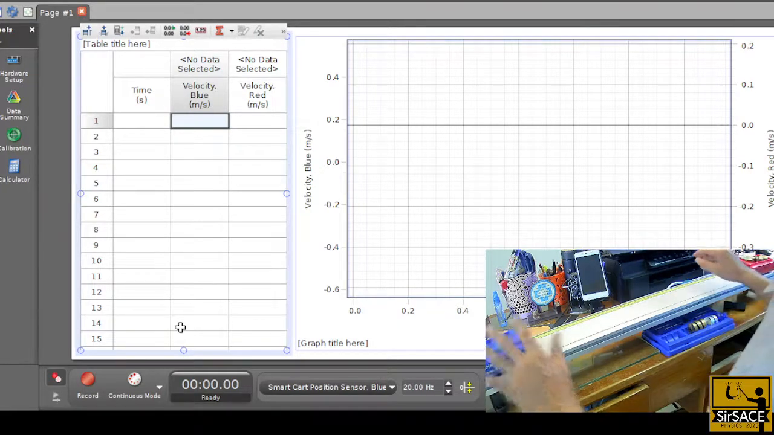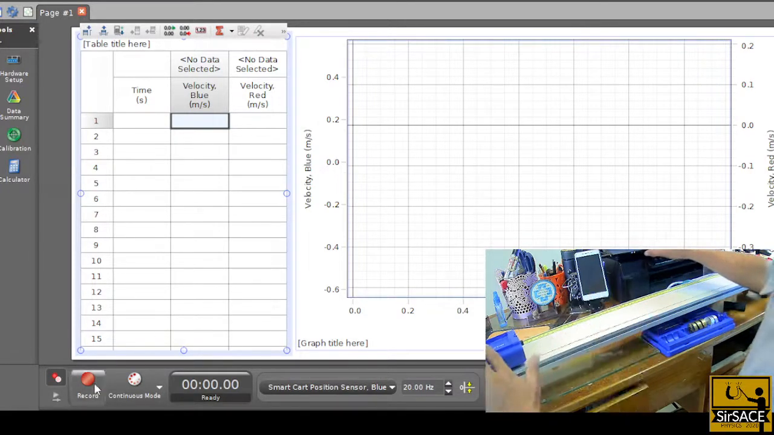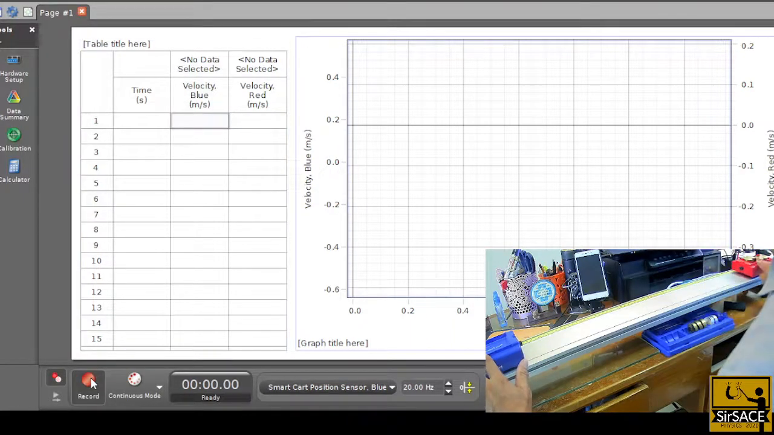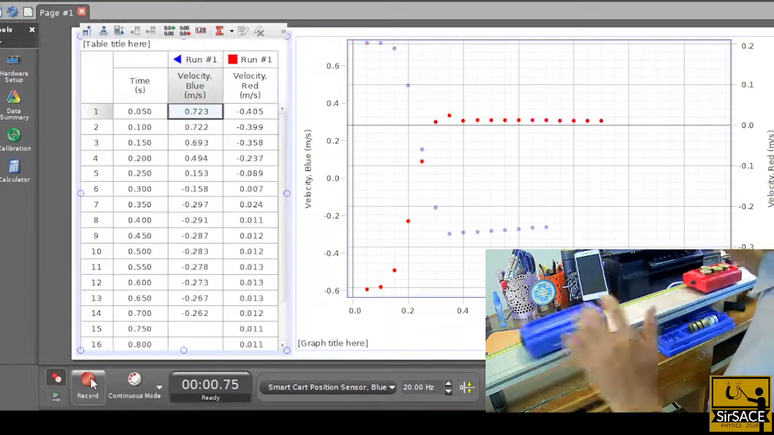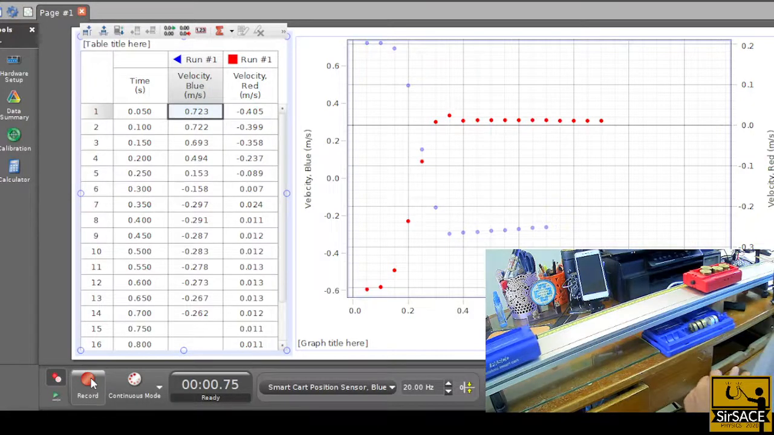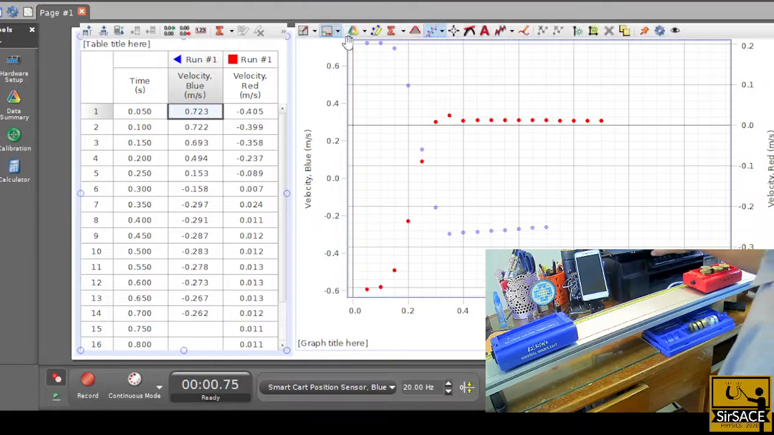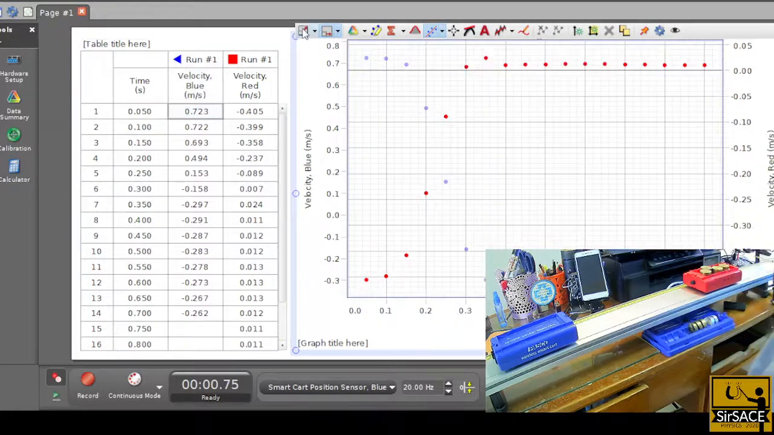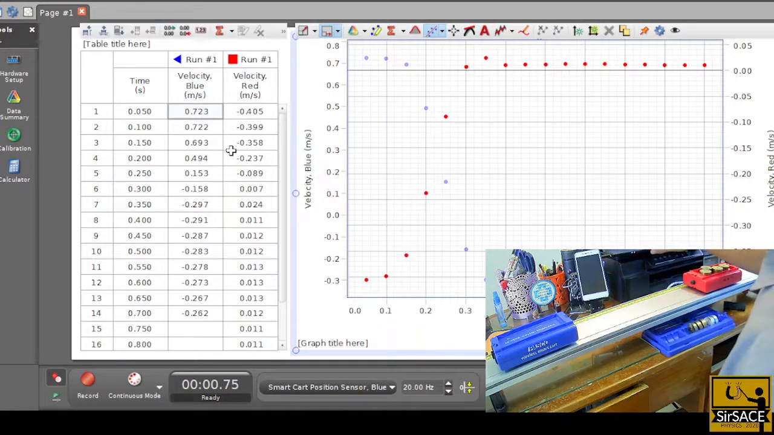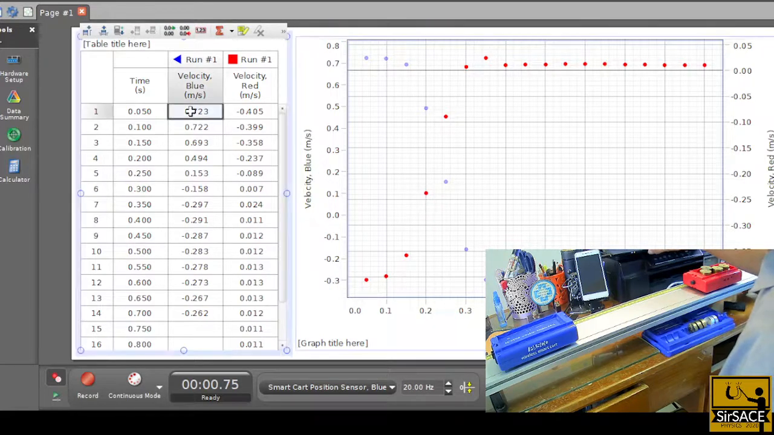Trial number 5. Okay, so let's start recording. Click the record, then allow them to collide, then that's it. Okay, so look at the result, and this is our data. So all you need to do, same procedure. You have to take the average up to that only for the blue.